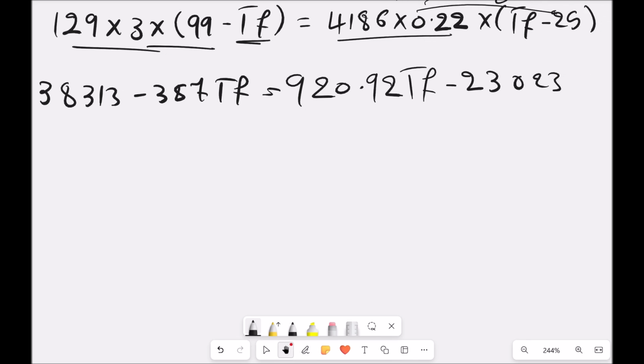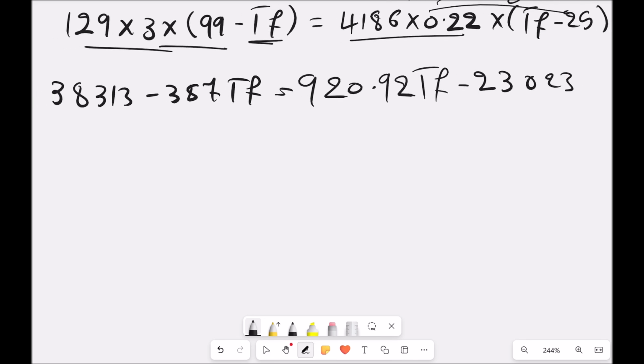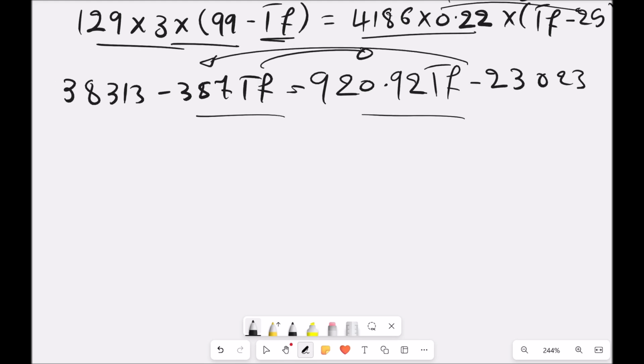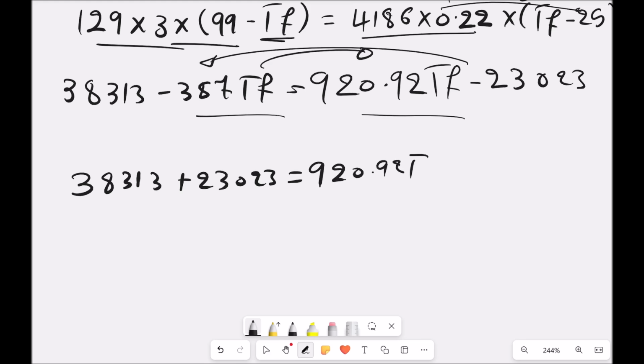Since we are trying to find the final temperature, these two should be on the same side. So what we will do, just move this one to this side and bring this one to the other side too. So this becomes 38,313 plus 23,023, which is equal to 920.92 T final plus 387 T final.